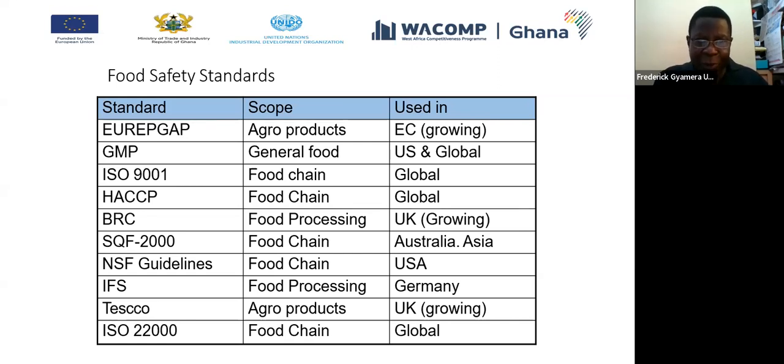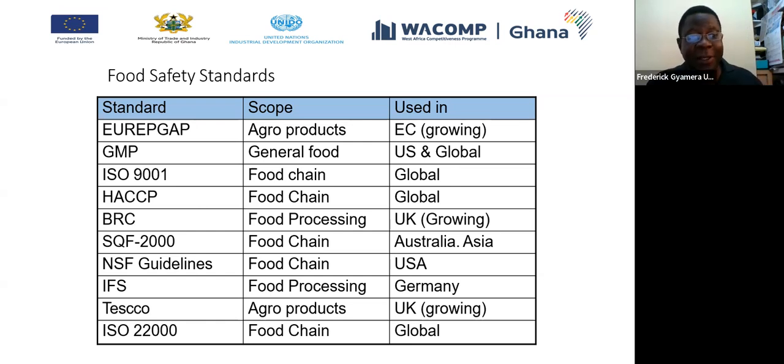But they will grant you the leeway to apply for certification in these specific areas, depending on the scope and where you want to do business. IFS in Germany, for food processing: if you don't have a certificate against the IFS standard, it will be very difficult for you to enter the German market as a food processor. Tesco, UK, you know Tesco.